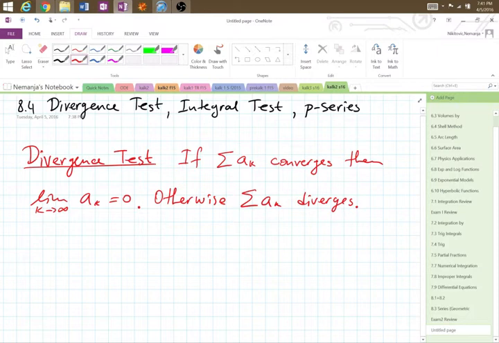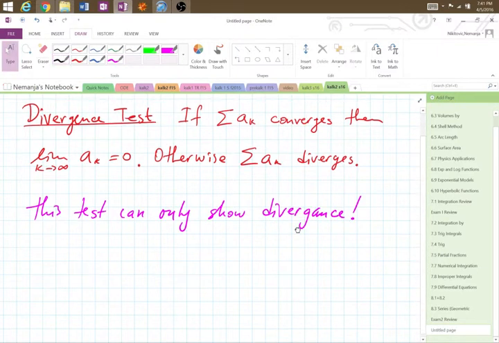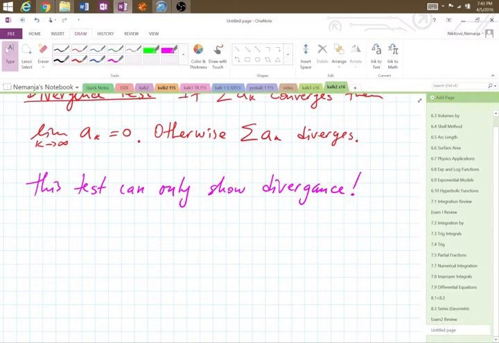And that is something, so let me write that. This test can only show divergence. And here, I'll scream that out at the end. So what does that mean? That means that any time when you find the limit of a sequence within the series and you get 0, the test is inconclusive. And if you find it to be different than 0, then the series diverges definitely.